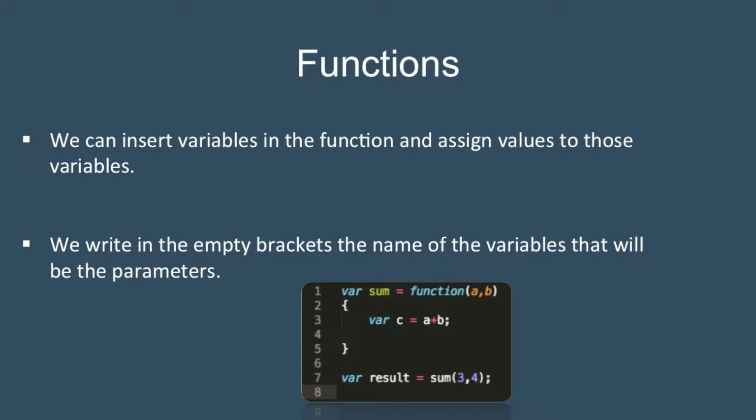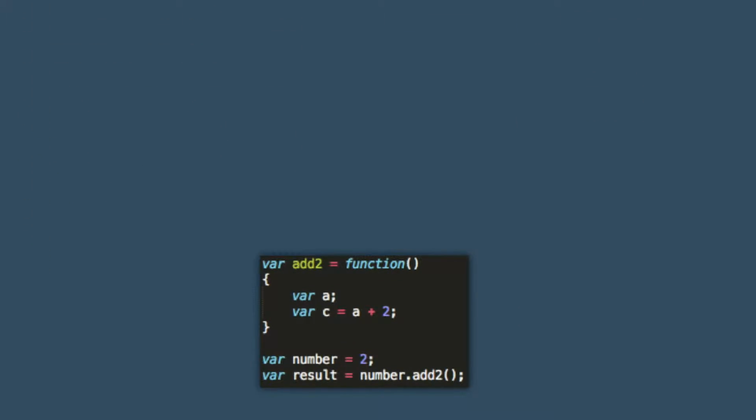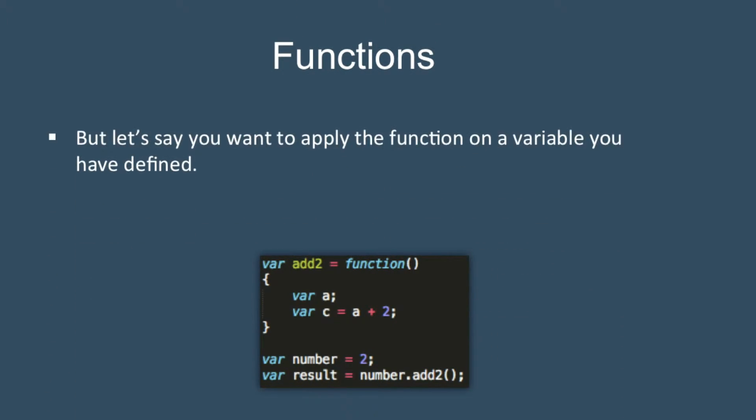You can see that I cannot just write sum 3, 4. I have to assign this value to a variable that I called result. But let's say that you have a variable and you want to apply on it the function you have defined. Well, this is very simple. What you do is write the variable's name and the function's name separated by a dot. Here's an example where we sum up 2 with the variable that is called.